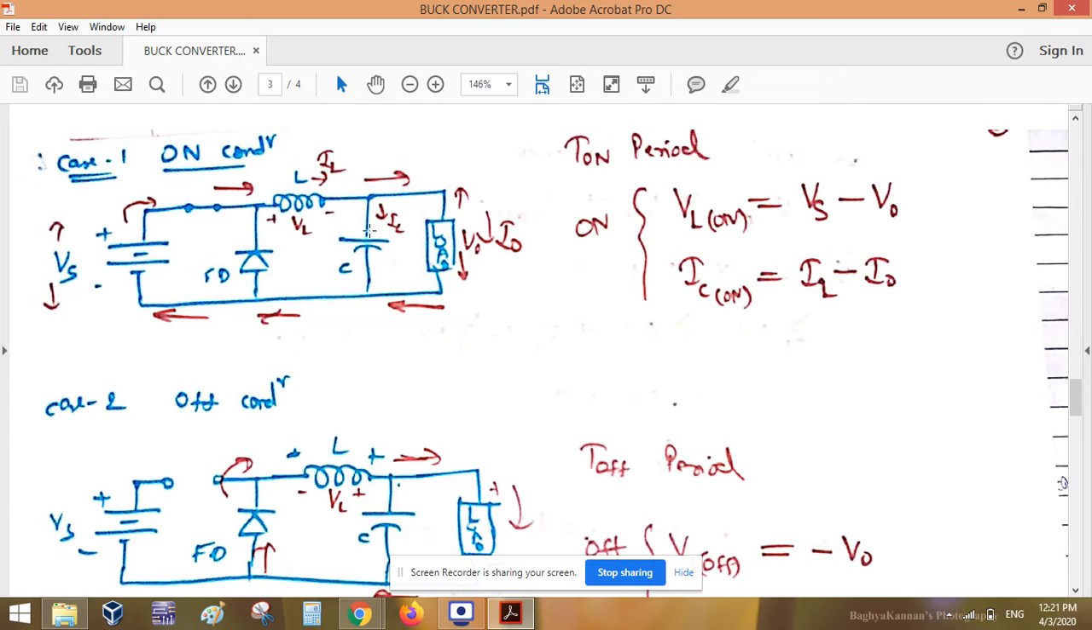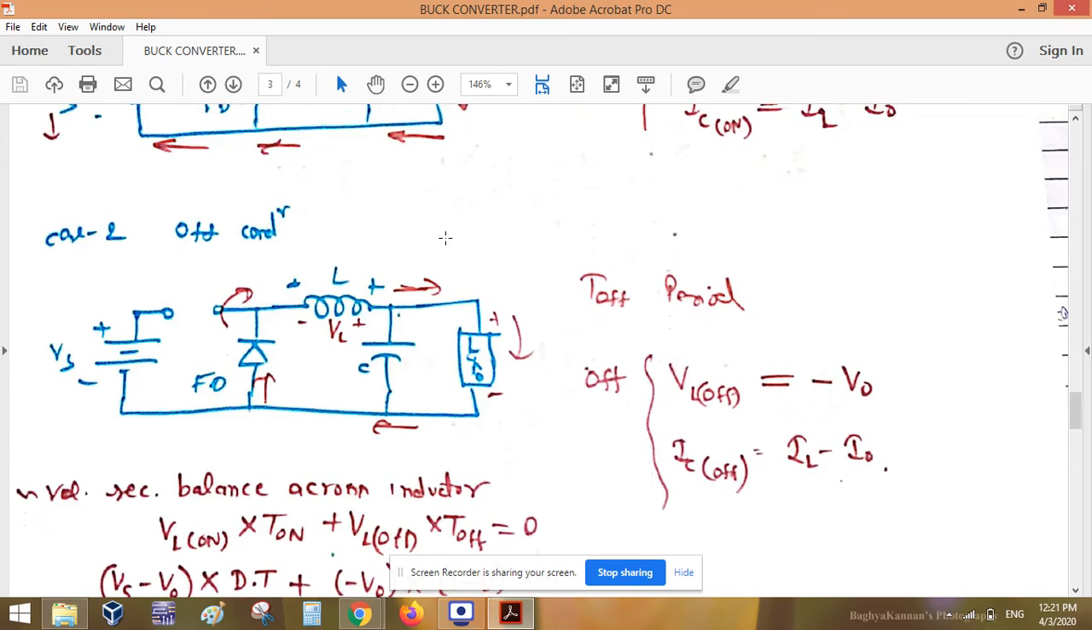The capacitor current IC on during the on period is: IL is the incoming current, equal to I naught, the outgoing current. All incoming current equals all outgoing current. Simple KCL, Kirchhoff's current law. So IC on equals IL minus I naught.